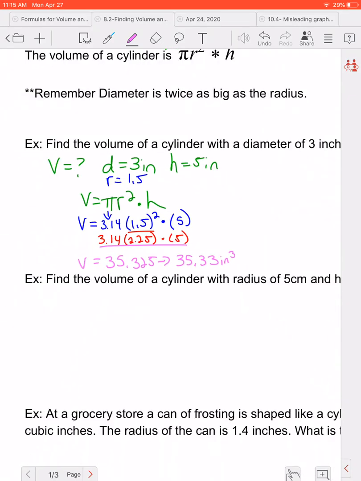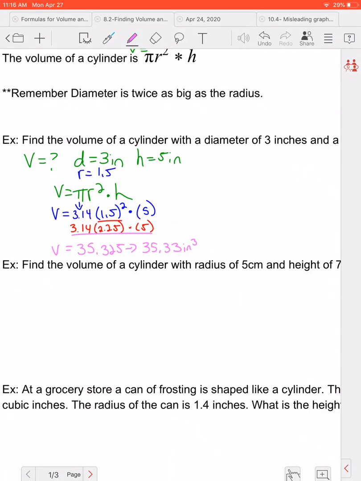Okay, so go ahead and pause the video for a moment and try this next one without my help and see if you get the same answer as me when you come back. So we're trying to find the volume of a cylinder with a radius of 5. So the volume is what we're looking for. We know the radius is 5 centimeters and we know the height is 7 centimeters.